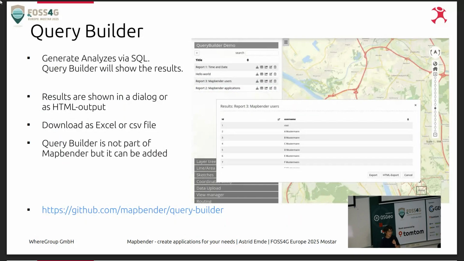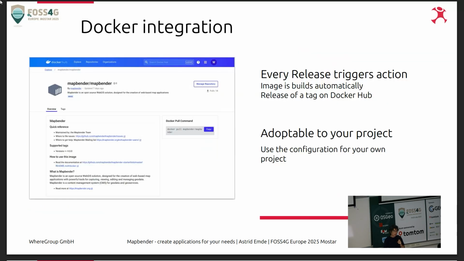Then there's a nice element as well. It's called Query Builder. It's similar to the search maybe. You can define a title, you can define an SQL, and then in the application Mapbender will run the SQL and show you the results here in a dialog, or you can download them via Excel spreadsheet or CSV. And we have Docker integration, so you can run Mapbender on Docker. That's quite nice. It's platform independent, so you can run it on different operating systems.